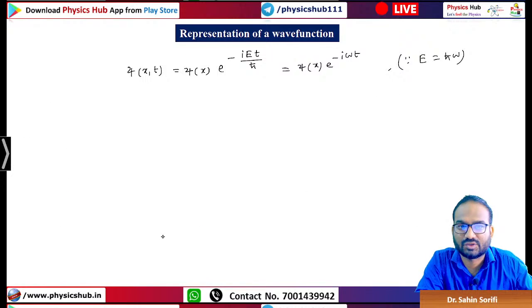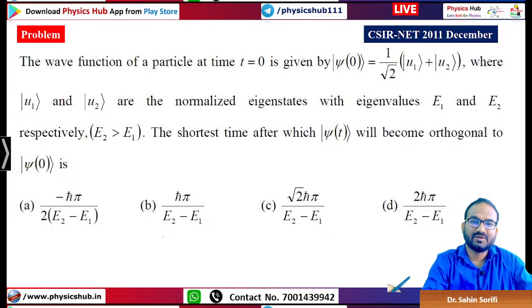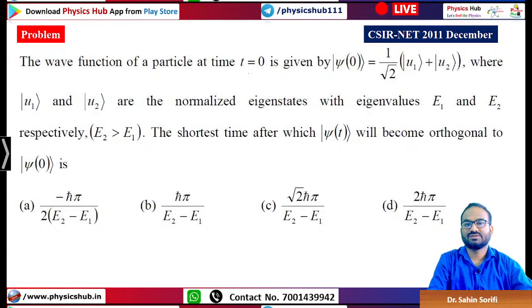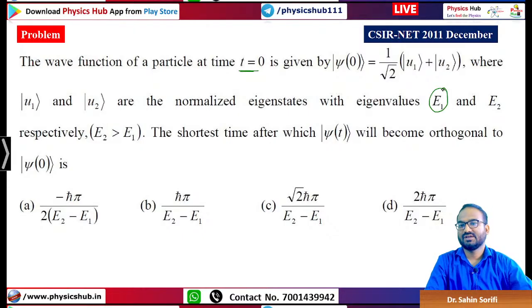Let's start with the problem. Look, the wave function of a particle at time t equals 0 is given by psi of 0 equals 1 by root 2 (u1 plus u2), where u1, u2 are normalized eigenstates with energy eigenvalues E1 and E2. E2 is greater than E1. The shortest time after which psi t will become orthogonal to psi 0.